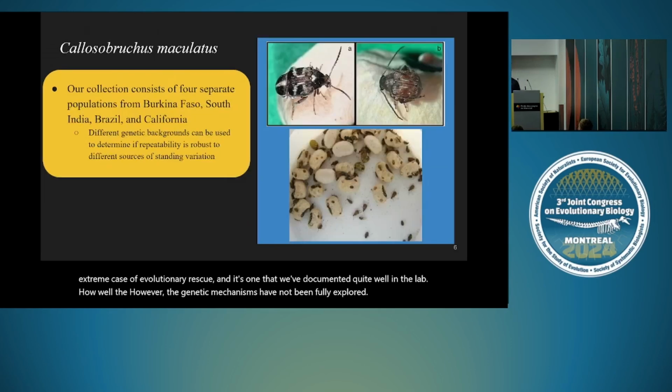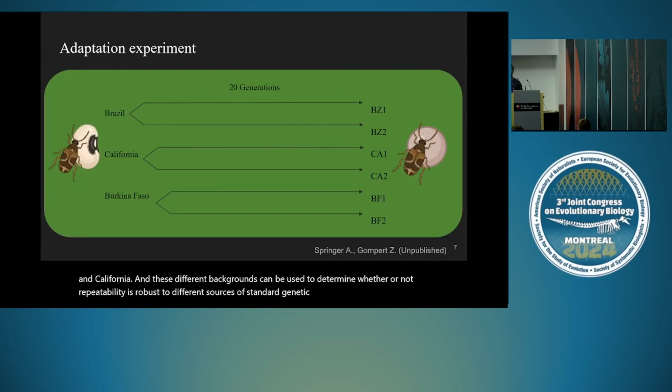Our collection consists of 4 separate populations from Burkina Faso, South India, Brazil, and California. These different backgrounds can be used to determine whether repeatability is robust to different sources of standing genetic variation. Before I got here, previous folks in the lab did an adaptation experiment where they took several replicates of our Brazil, California, and Burkina Faso populations, and adapted them to lentil over the course of 20 generations. This was an evolve and resequence experiment, so they took DNA both before and after, and did pooled whole genome sequencing.